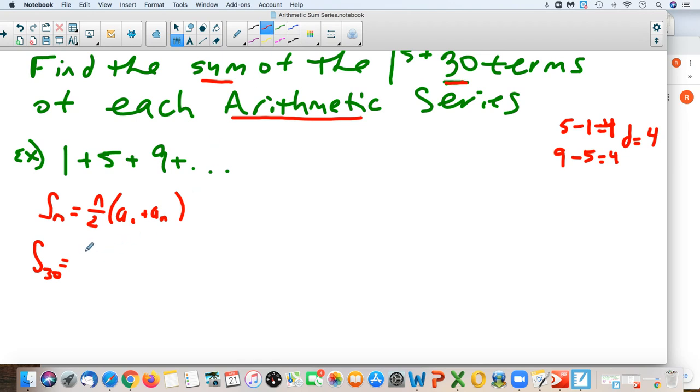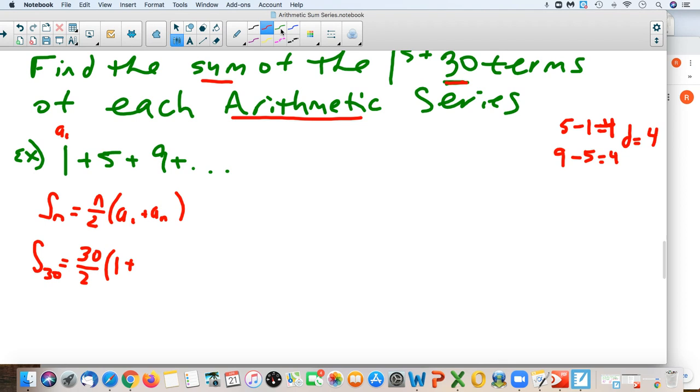We're going to find the sum of 30 terms. So it's 30 over 2. First term in the sequence. That's right here. That is my first term in the sequence, which is 1. Plus a sub n. Well, n, if you look at it, is 30. So we need to know the 30th term in the sequence. We only have 3 terms, a sub 2 and a sub 3. What's the 30th term? How do we find the 30th term?